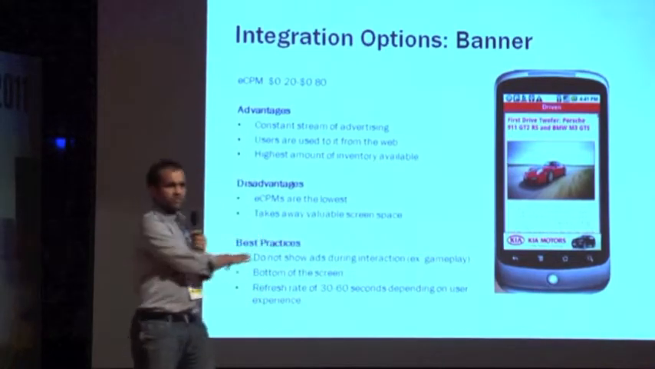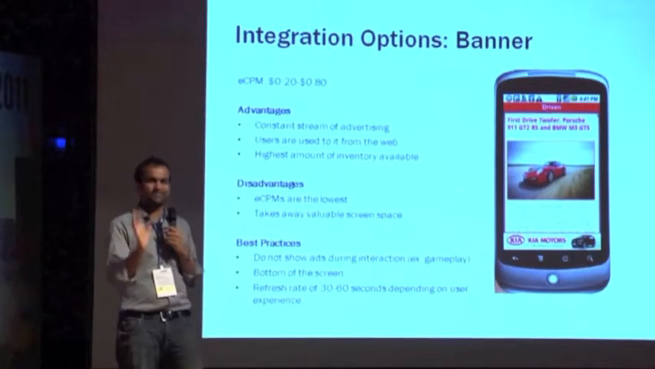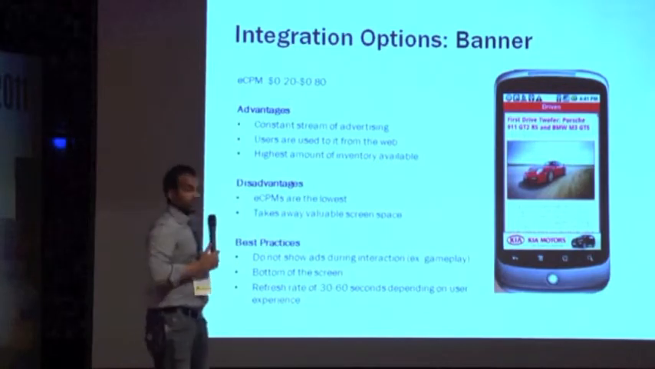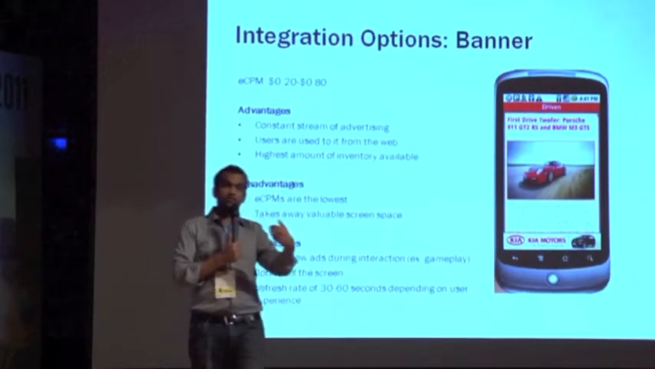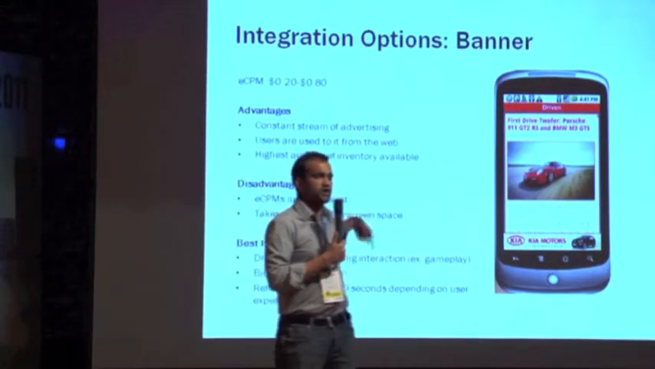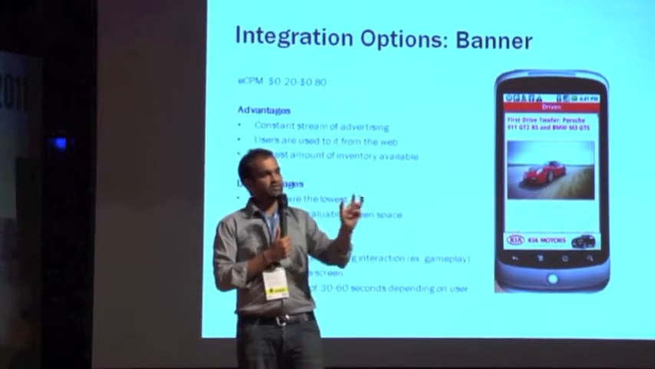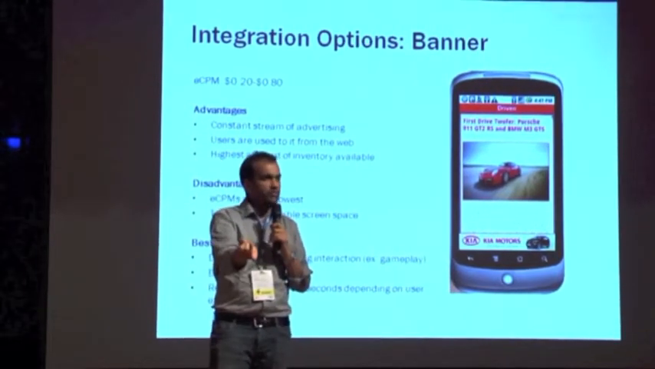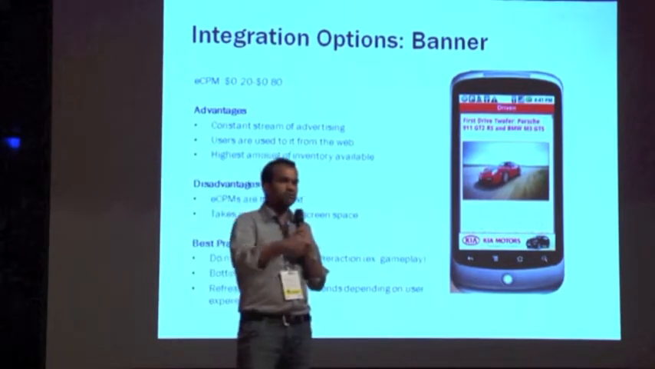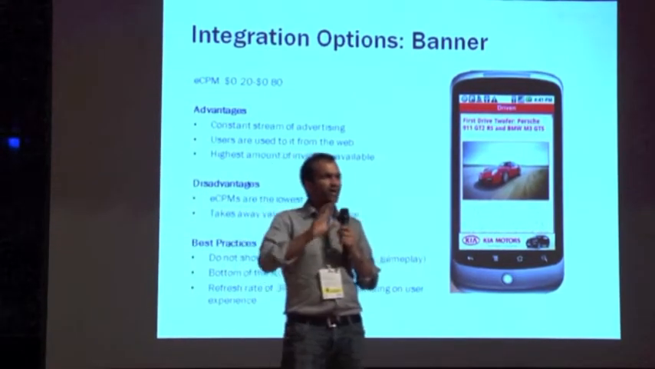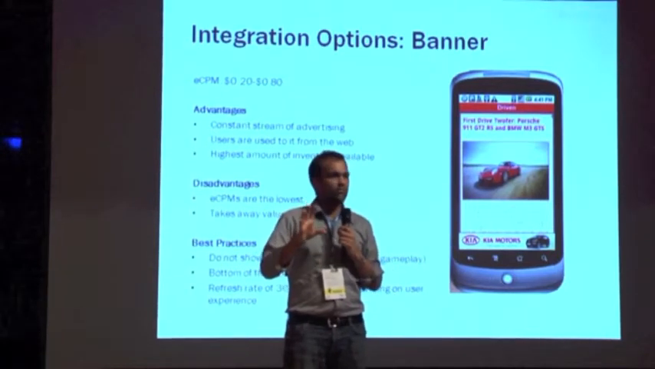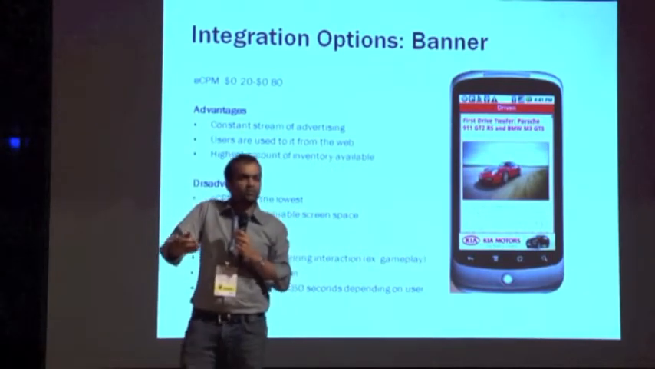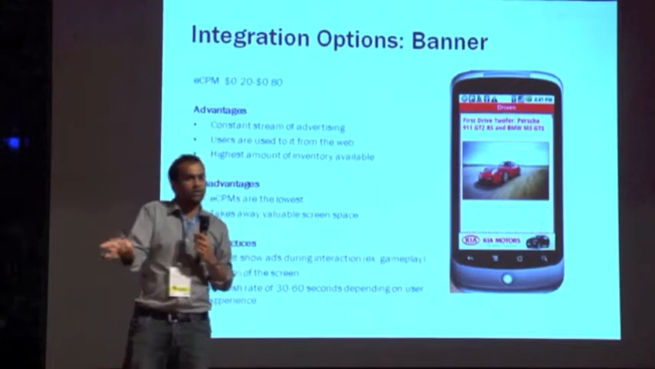Bottom of the screen usually works best. I don't know why, I can't answer that, but usually it does. I think people are just used to it over a period of time now. Refresh rate means, if a person is stuck on the same screen, how often should this banner ad keep changing? Usually we see that every 30 to 60 seconds, you should change the ad. Depending on what provider you're using, like an ad network or ad optimizer, they provide these options where you can keep switching your ads every 30 to 60 seconds. That's usually the optimal rate because people see a new ad after a certain amount of time, and it gives them enough time to see this particular ad. If they are going to click on it, they would have clicked on it by now.